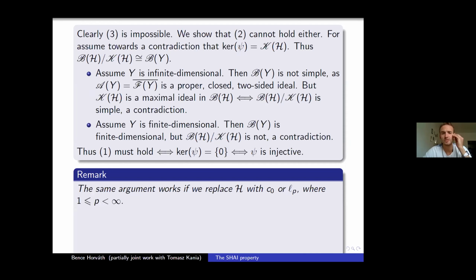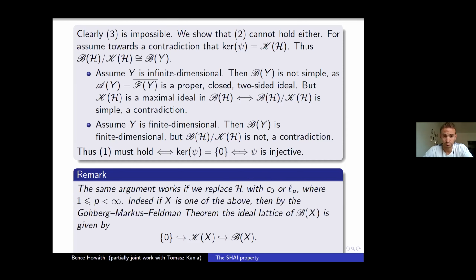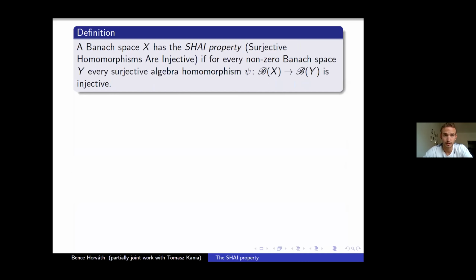So we can actually replace this H with c_0 or L_p spaces for the moment, p not including infinity, because of the by now classical result of Goldberg, Marcus, and Feldman. They have proved that the lattice of closed two-sided ideals of B(X) is given exactly by the same chain as for any separable Hilbert space. So you can just run the same argument and it will work.